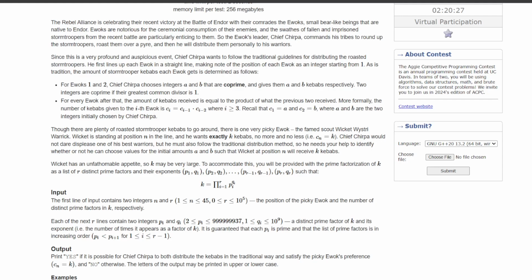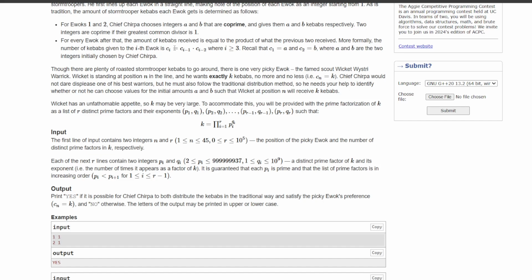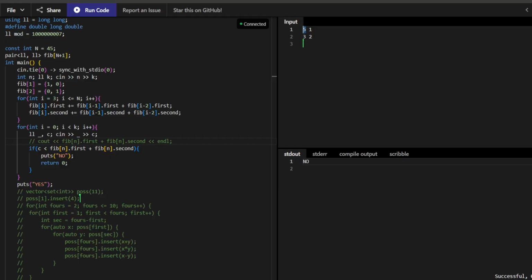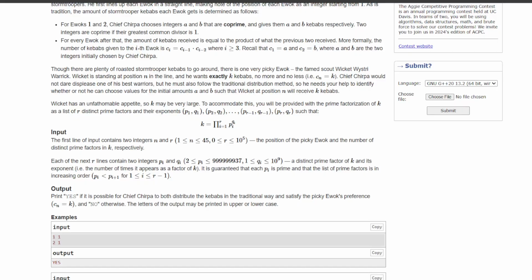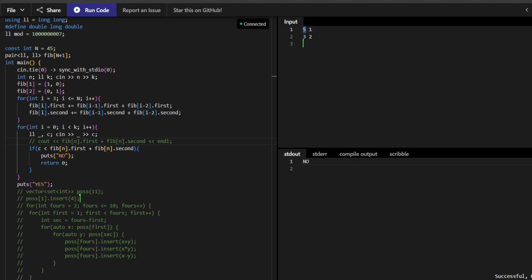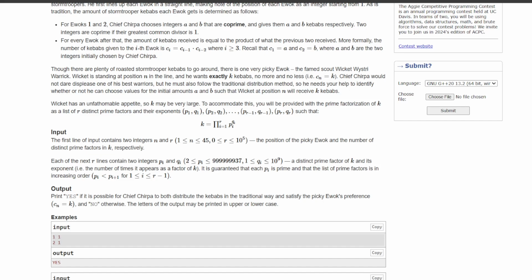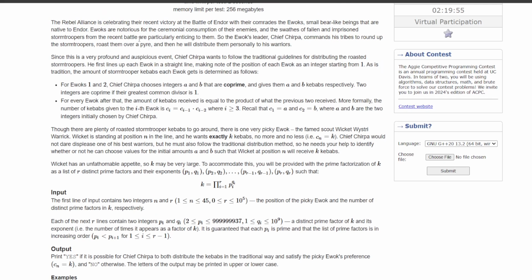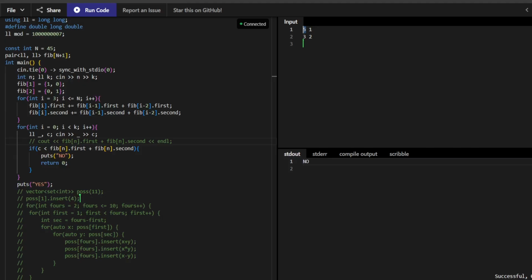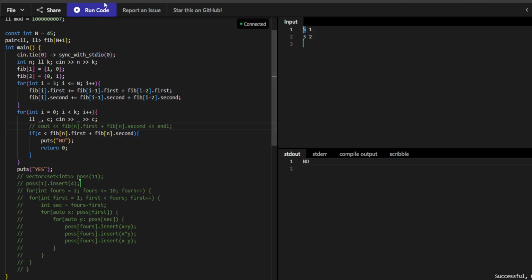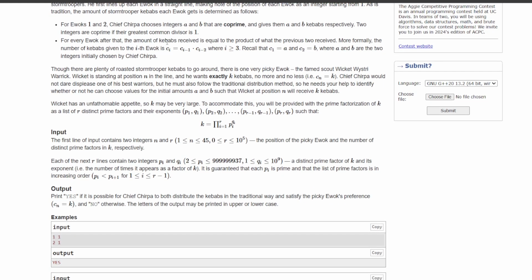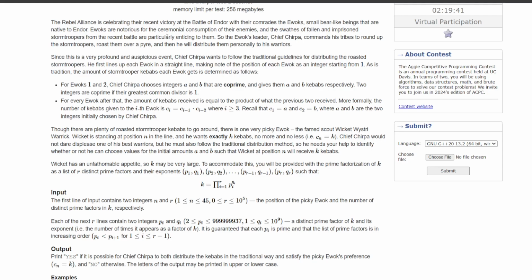Wait, you're given prime factors and exponents? You only care about the exponents, right? Because you can just add the exponents, and then it becomes like a Fibonacci sequence. Wait. Hold on. Oh, so their sequence is c sub i is c sub i minus 1 times c sub i minus 2? Yeah. Oh, I see what you're doing. So they have to be non-negative integers then. I guess.